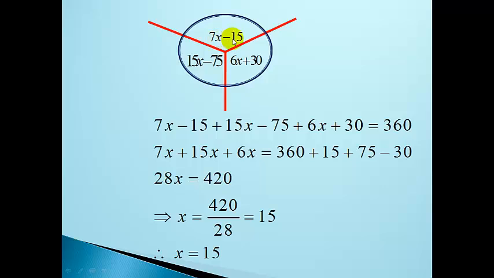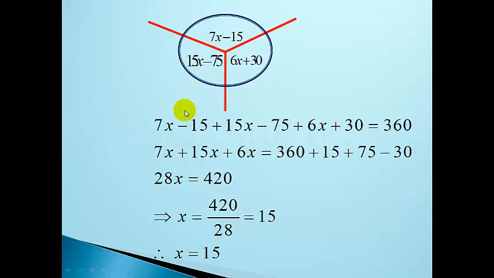And so 7x minus 15 plus 15x minus 75 plus 6x plus 30 is equal to 360, because the sum of all the angles in the circular form is equal to 360. And so when we add these three angles, it's equal to 360. Now we group the terms. So 7x, 15x, and 6x have the same term. And so we have 7x plus 15x plus 6x on the left hand side. And we group all the constants on the right hand side.